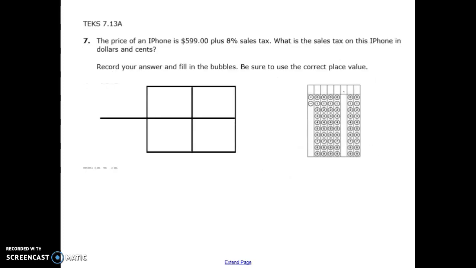Okay, for number 7, we have sales tax. So we have our tax and our total.